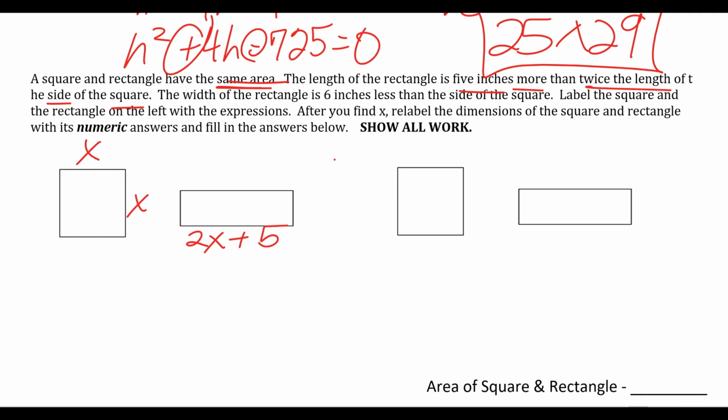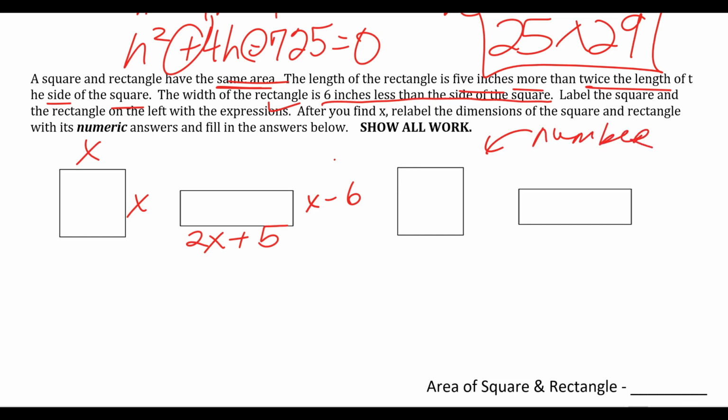And then the width of the rectangle is 6 less than the side of the square. So the width will be x minus 6. And so it asks us, after you find x, relabel the, let's go back. Label the square and the rectangle on the left with the expressions. We did that, check. After you find x, relabel the dimensions of the square and the rectangle with its numeric answers. So over here are number answers.